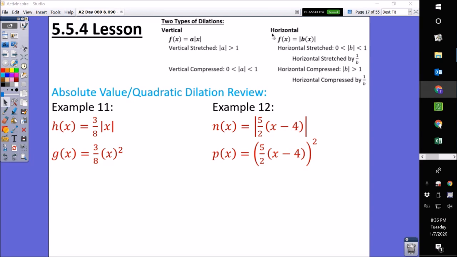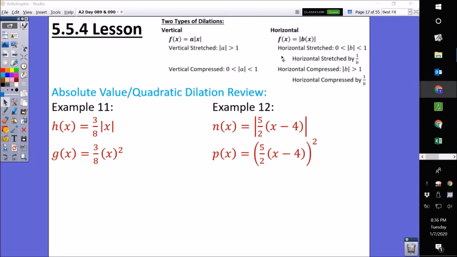But don't forget, for horizontal dilation, you always have to write the reciprocal of that number, whether you're going from the equation to identifying the transformation, or when you're given the transformation and writing out the equation. You always have to write the reciprocal when it comes to horizontal dilation. Vertical stays the same. So let's take a look at example 11.